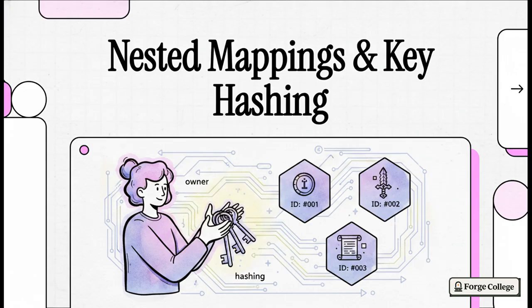What happens when our data isn't just a simple single-level list? What if we need to store multi-dimensional data? Think about a scenario where an owner has multiple token IDs, and every single one of those IDs has its own specific metadata. Well, grab your coffee, because today we are solving exactly that problem.